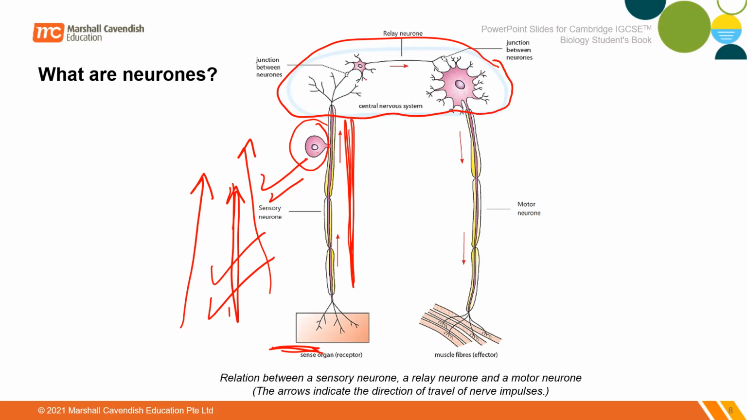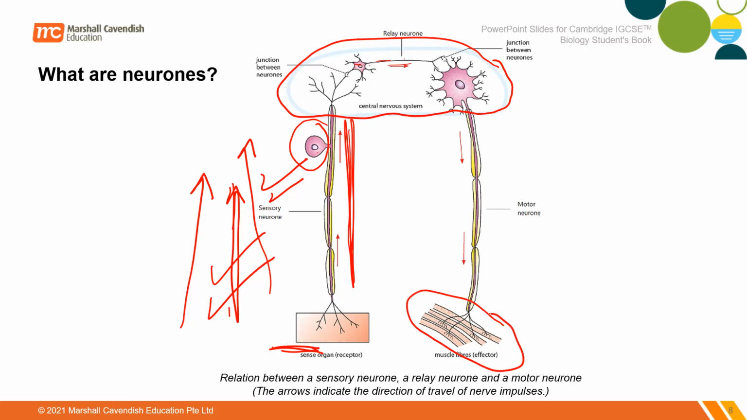So inside the brain or the spinal cord, we have relay neurons. The relay neuron is really short because there is no need to have a long axon here in the brain or spinal cord. We need the message to be delivered quickly and coordinated quickly. And then the motor neuron is the neuron that will deliver the action to be taken by the effector.